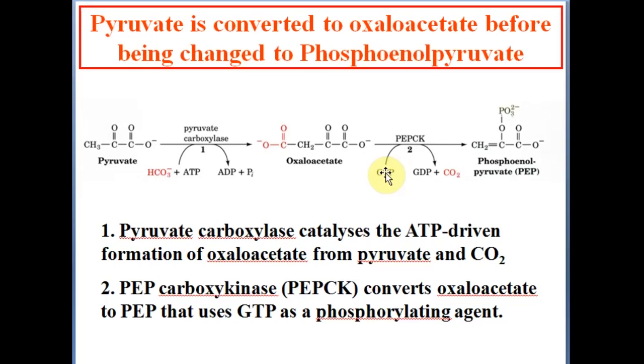And when two molecules of 3-phosphoglycerate are converted to 1,3-bisphosphoglycerate, here also two molecules of ATP are utilized. So as a whole, the total energy required for carrying out this gluconeogenic pathway is 6 molecules of ATP. So this is regarding the energy requirement of gluconeogenesis.